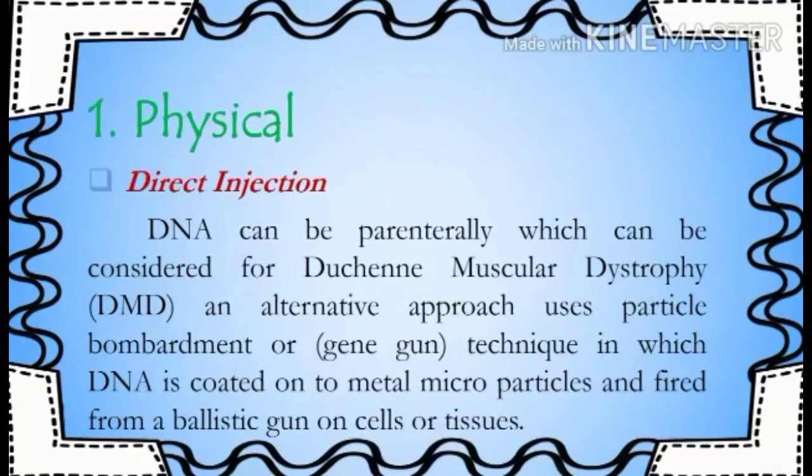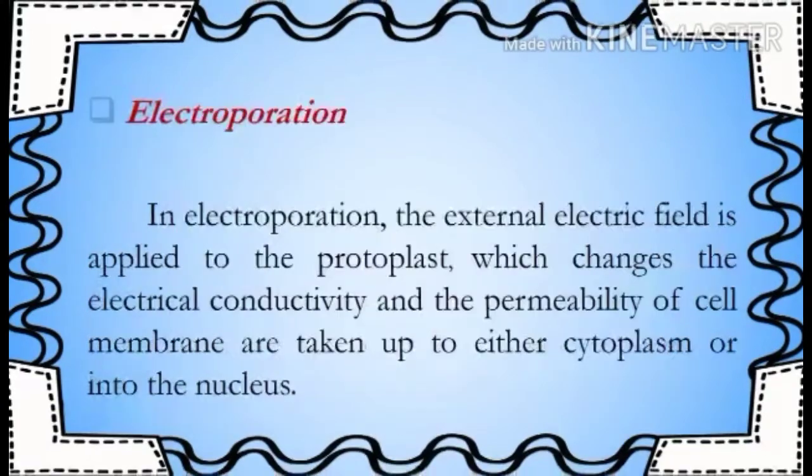It is an alternative approach that uses particle bombardment or the gene gun technique, in which DNA is coated onto metal microparticles and fired from a ballistic gun onto cells or tissues. This technique is used to transfer foreign DNA and its transient expression in mammalian cells in vitro and in vivo as well. It can cross physical barriers like skin and muscle layer, for which it is used for vaccination.